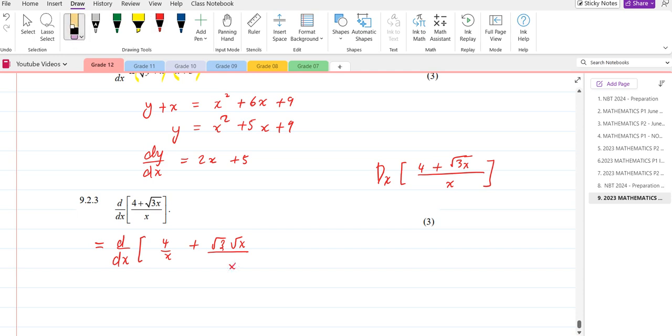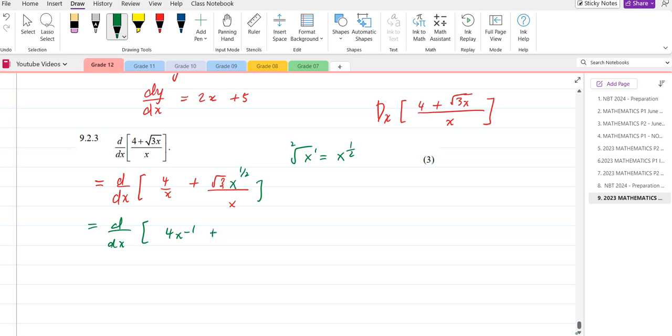Now it's important, what is root x? Root 3 is just root 3. What is root x? That's basically x to the power 1 over 2, inside over outside. So that's x to the power half. Replace it like this. So now you have d/dx of 4 over x, which is 4x to the power negative 1, plus root 3 remains root 3, x to the power half over x to the power 1. When you divide exponents, subtract the powers. So that's x to the power half minus 1, which is negative half.